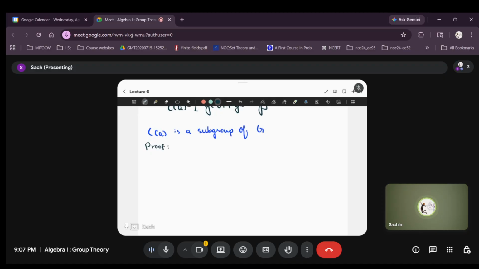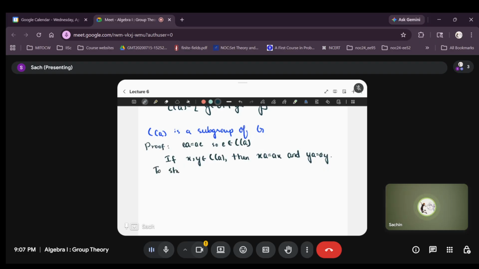Yes, C of A is a subgroup. Proof is easy. E times A is equal to A times E. So E belongs to C of A. C of A is all the elements that commute with A. If X, Y belong to C of A, then by definition that means XA is equal to AX and YA is equal to AY.